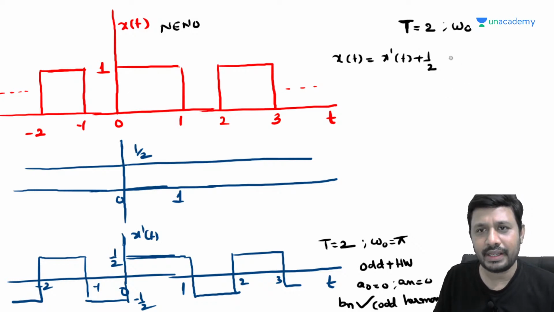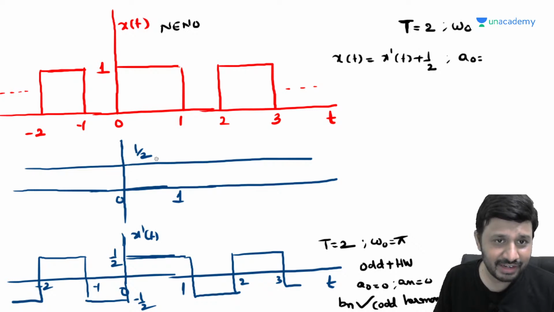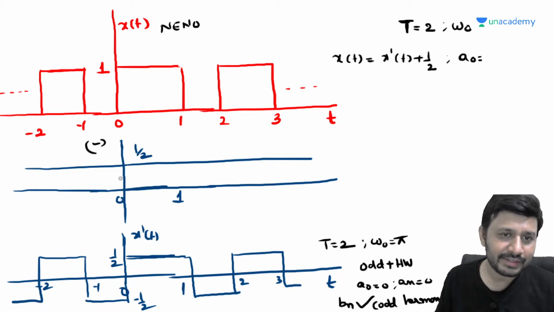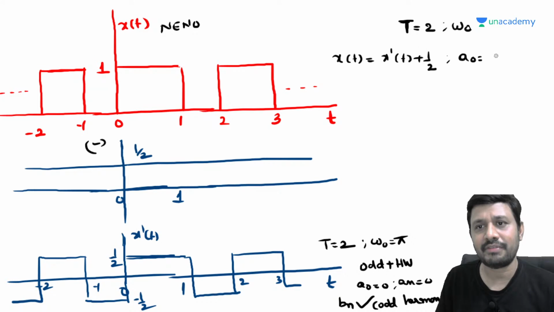Means what could be a naught value for x of t? DC is added. Now what DC value is added? 1 by 2 is added. Here I am subtracting a DC value from x of t to get x dash of t. Means if I add a DC value half to x dash of t, I'll get x of t. So DC value of x of t must be 1 by 2. That is only the difference.